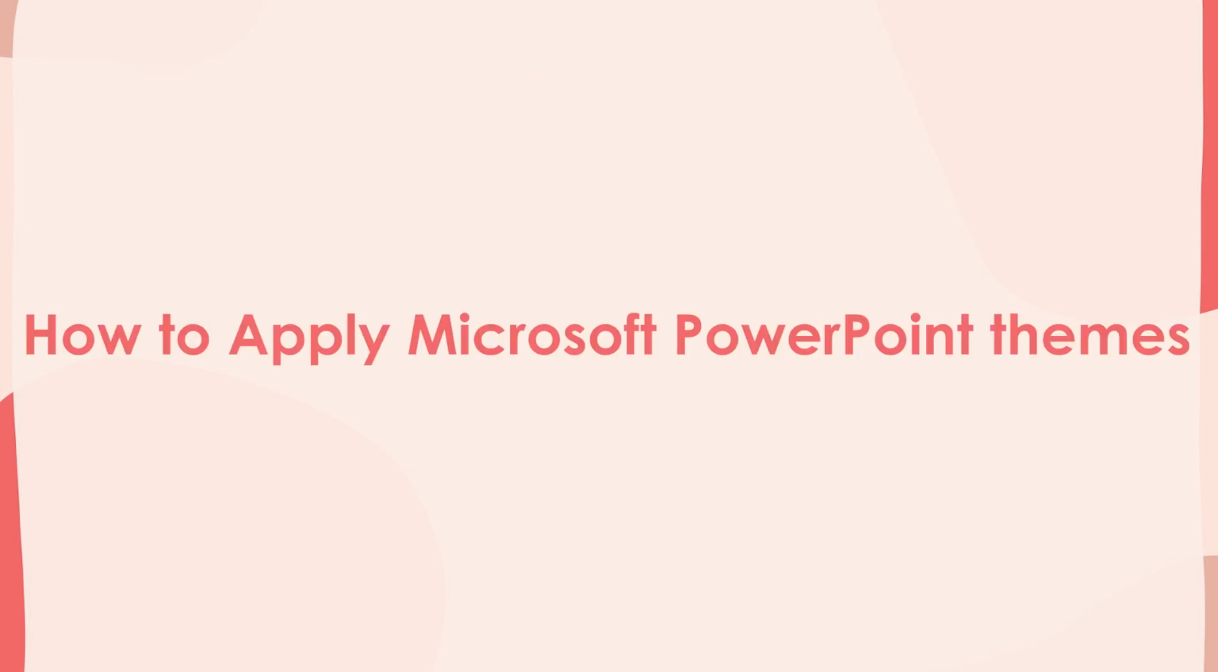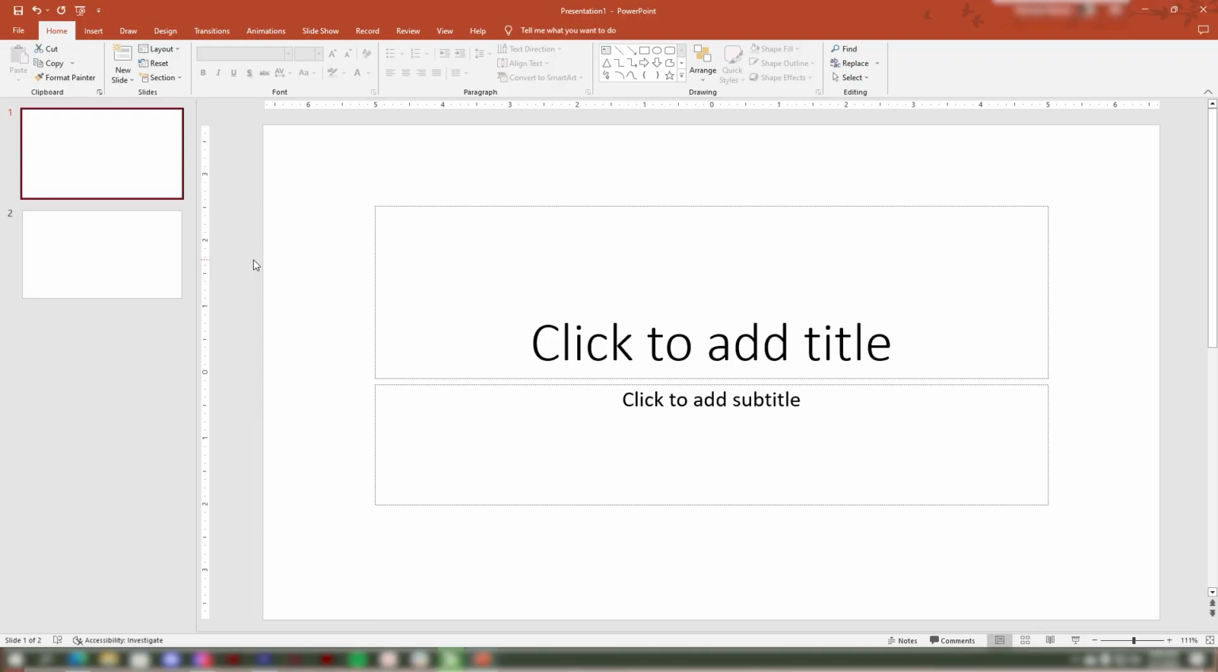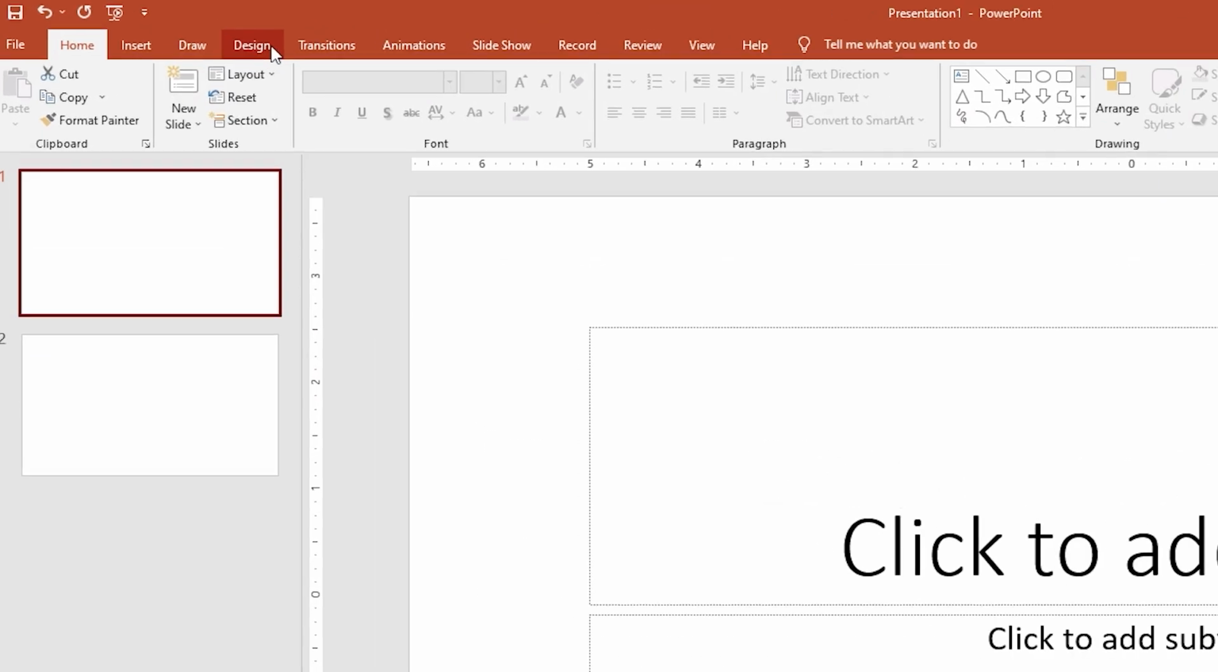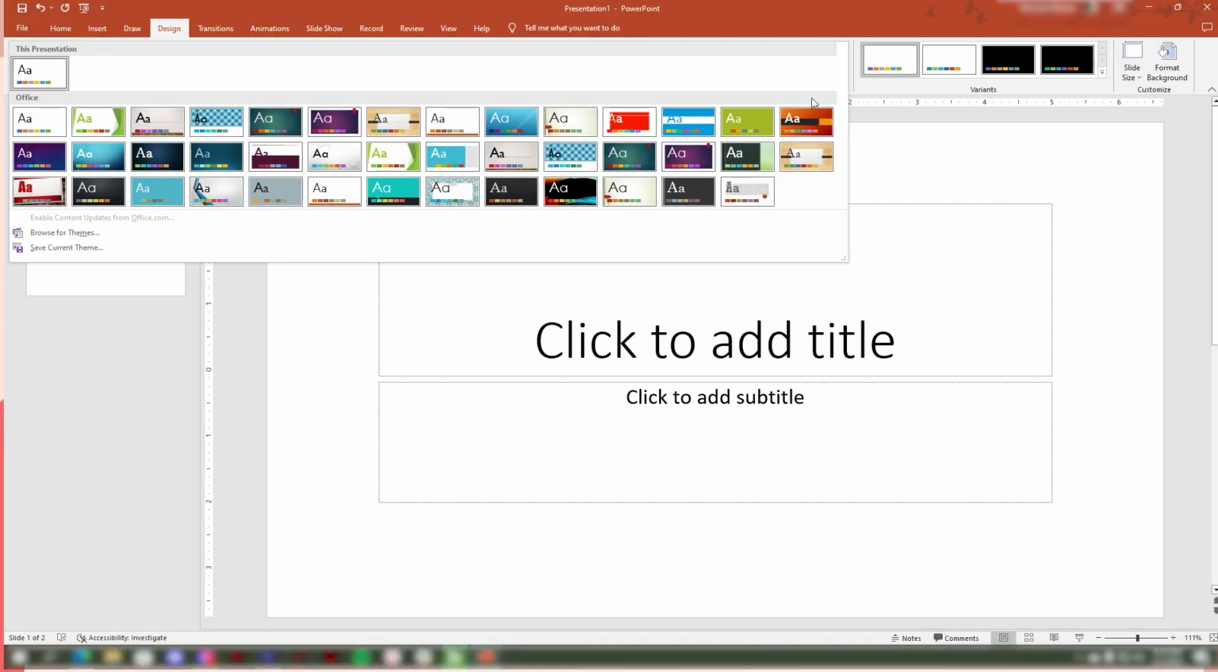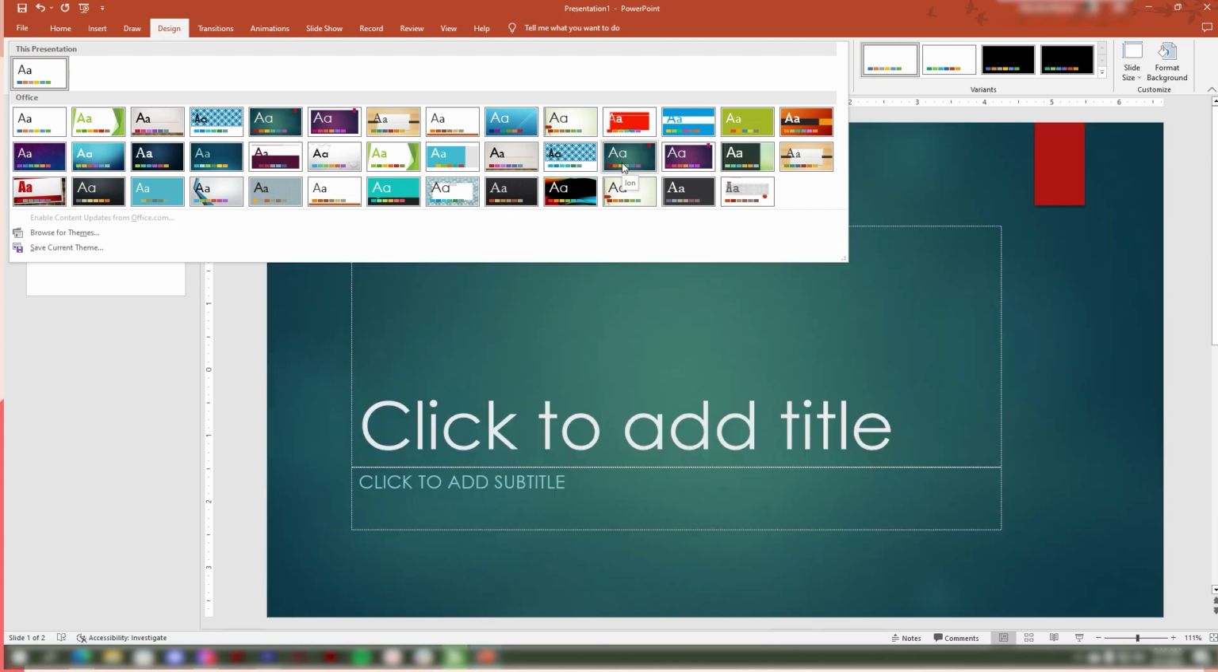How to apply Microsoft PowerPoint themes. First, open your Microsoft PowerPoint presentation. Second, go to the Design tab. Then, click the up and down arrow button to see different designs. Lastly, select a specific PowerPoint theme that suits your proposal.